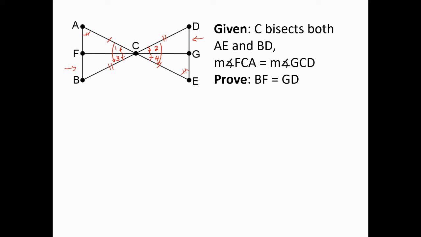And then once we've said that, we'll be able to say that triangle BFC is congruent to triangle DGC by SAS congruence. And then we will be able to say finally that BF is equal to GD by CPCTE.